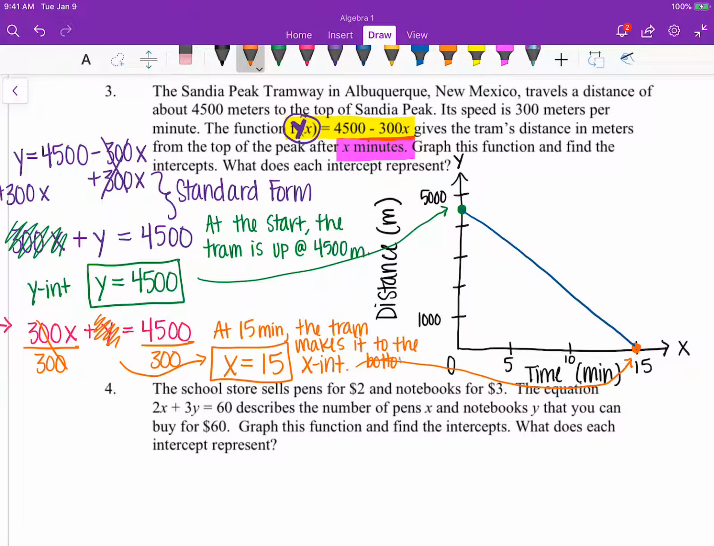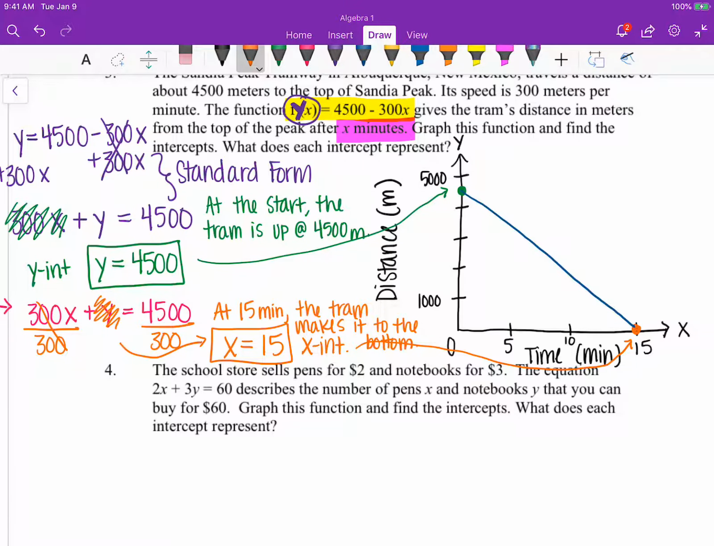Because the bottom would be 0 feet. Now you could totally say at 15 minutes, the tram makes it to 0 feet or meters. Okay, you could totally say at 0 minutes, the tram is up at 4,500 meters. That's okay to say. I just know at start means 0 minutes and the bottom means 0 meters. Okay, so just another way to say that. All right, I think that's all we have to do for that one.